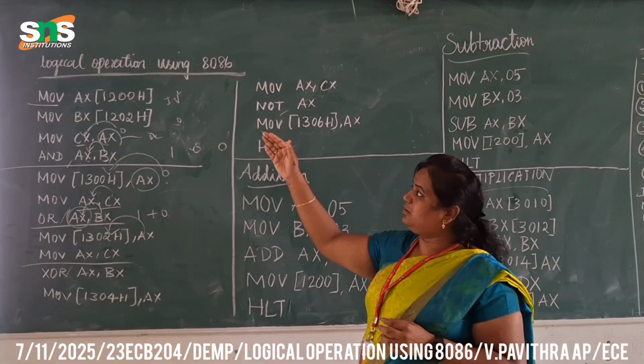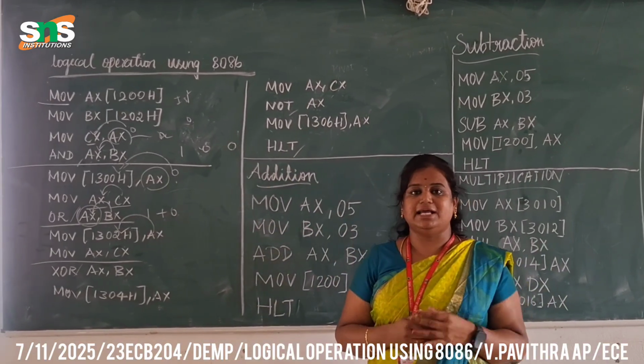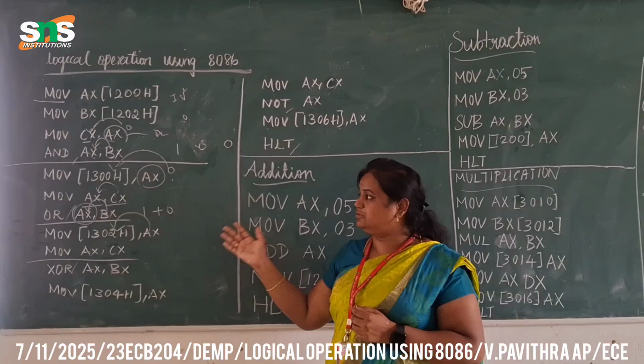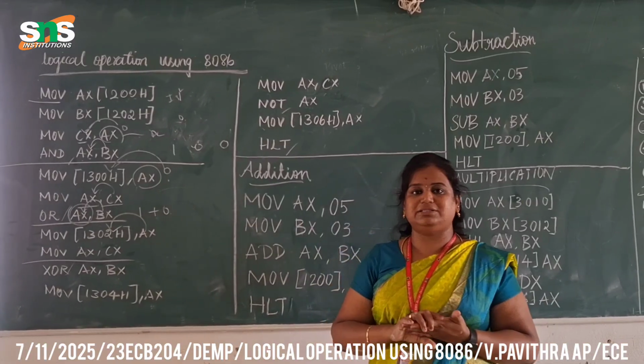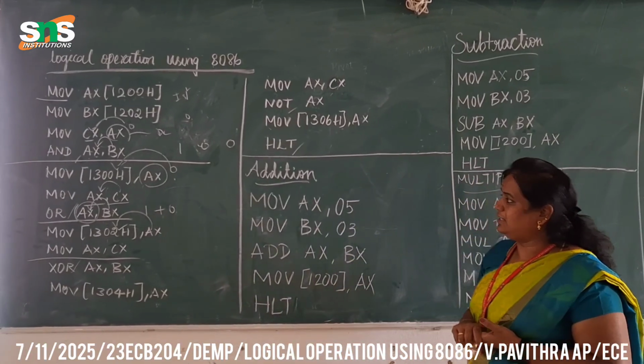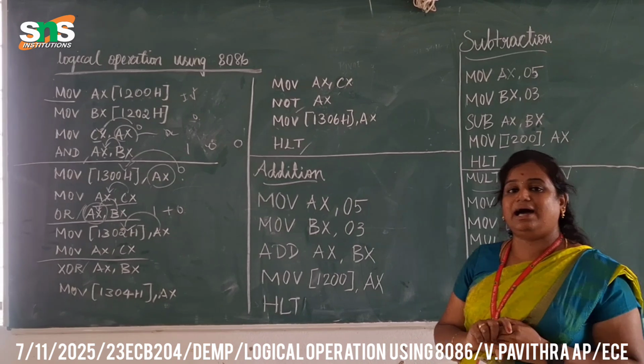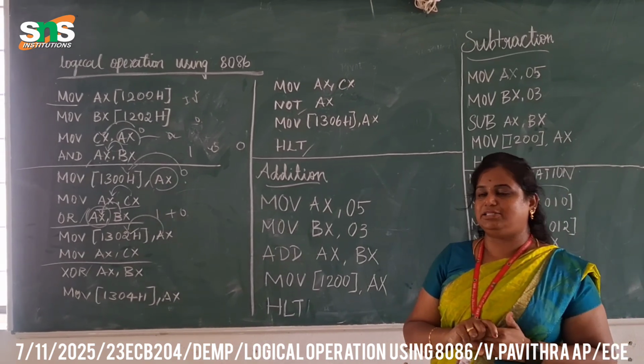So this is the logical operation using 8086. This is a very important program. This is also very easy. It can be performed easily. Then now we are going for the addition. This is called the arithmetical operation of 8086.